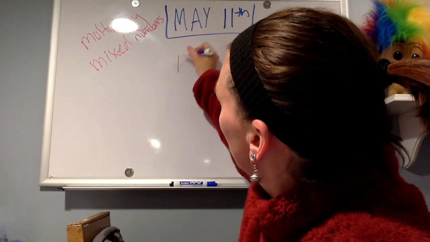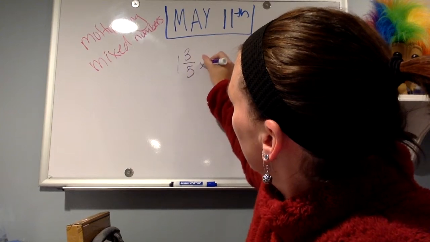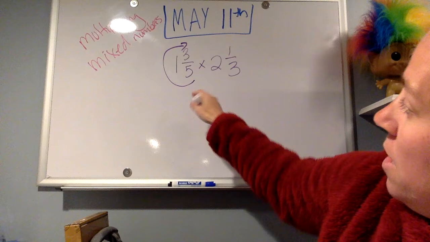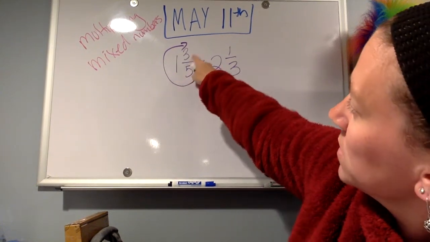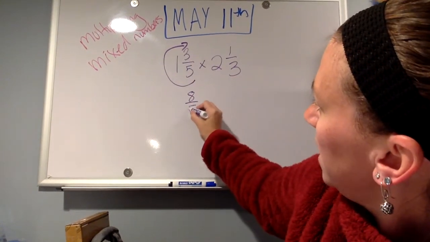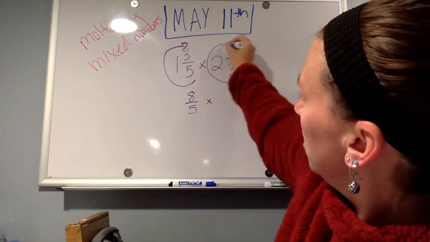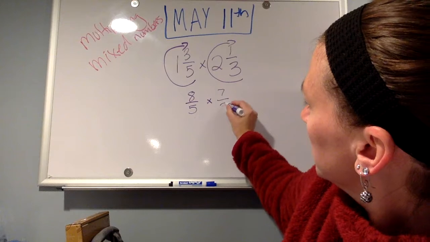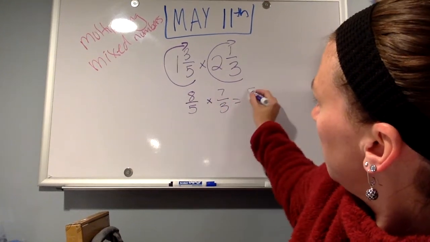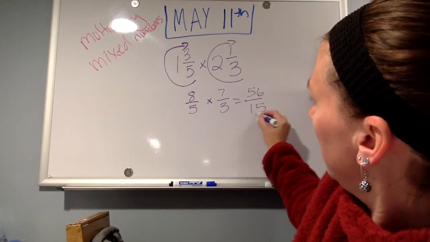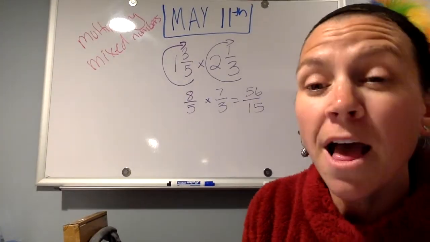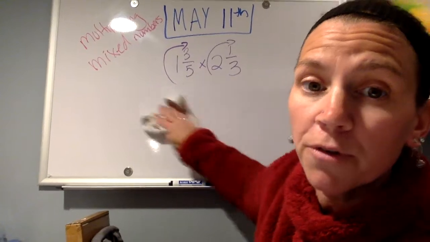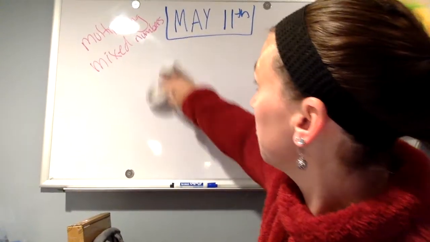So if I have 1 3/5 times 2 1/3, work my way up and around. 5 times 1 is 5, plus 3 is 8. So this is 8/5 times up and around. 3 times 2 is 6, plus 1 is 7. Denominator stays the same. Multiply my tops, multiply my bottoms. Okay? That's what I'm looking for today, is that you can work your way up and around. I'm not looking for the simplifying.